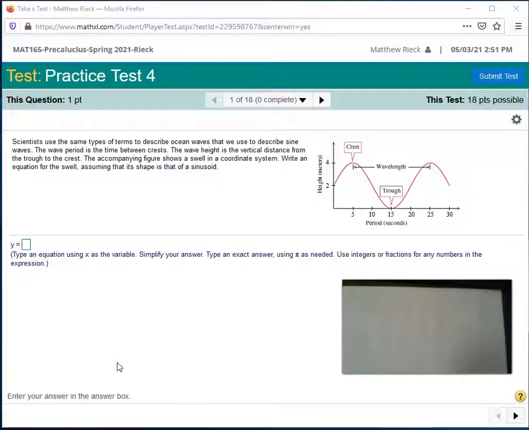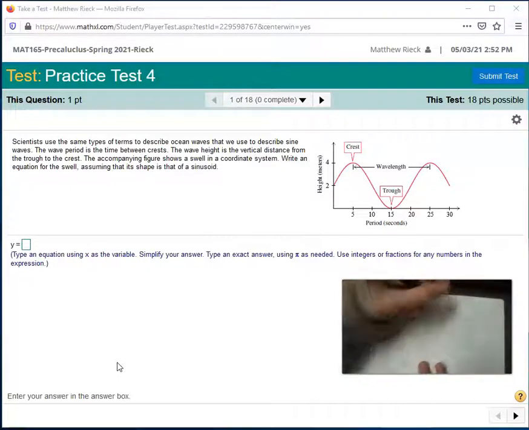Scientists use the same types of terms to describe ocean waves that we use to describe sine waves. So the period is the time between crests, the time between the two high points. The wave height is the vertical distance from the trough to the crest. The accompanying figure shows a swell in a coordinate system. Write an equation for that swell, assuming that it is the shape of a sine wave.